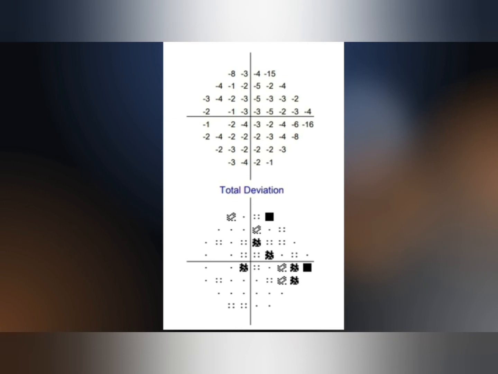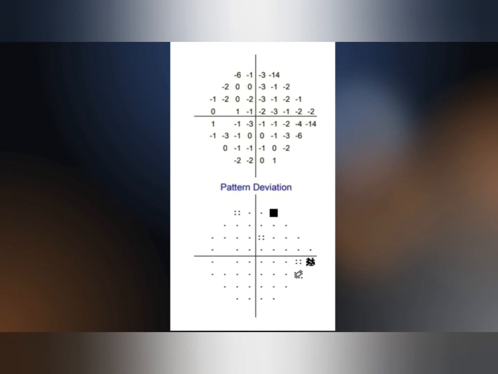But due to that generalized field defect, we are not able to get the extent, location and depth of the field defect properly. So this is quite a demerit of this total deviation numerical plot. Here we need something better than the total deviation numerical plot. So here comes the pattern deviation numerical plot.